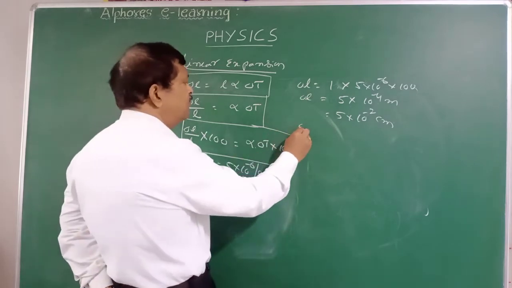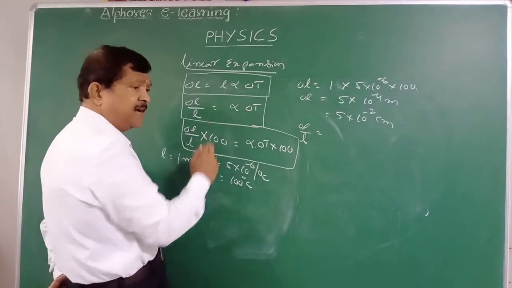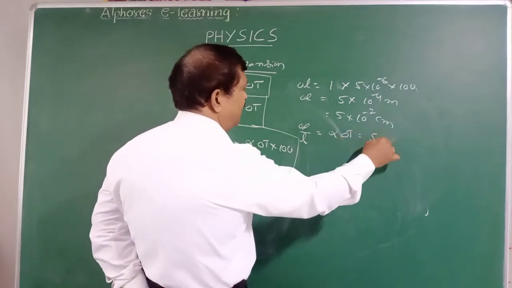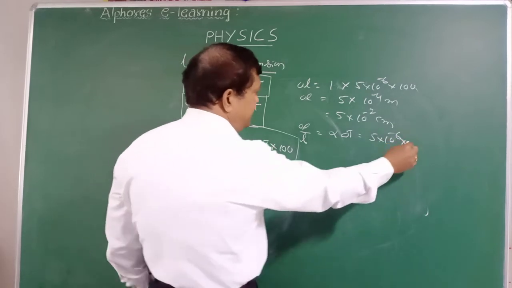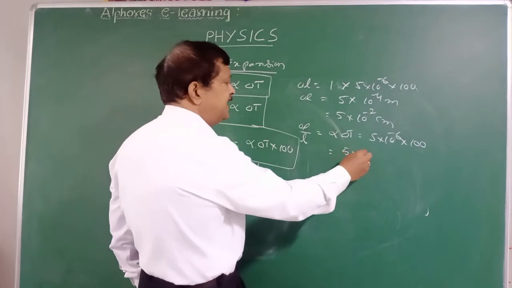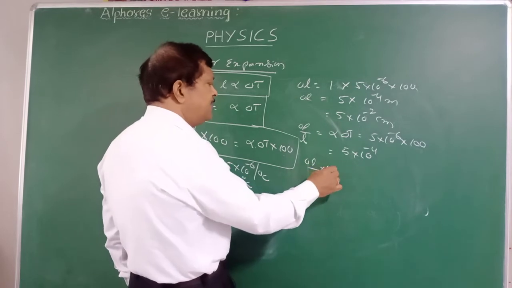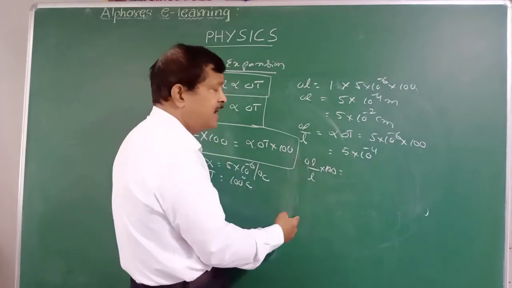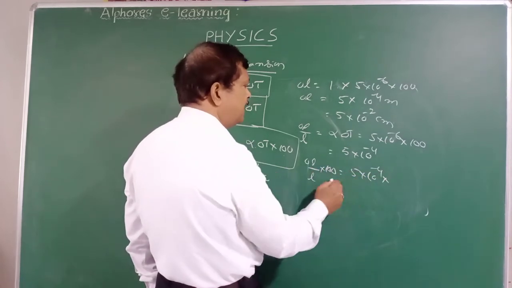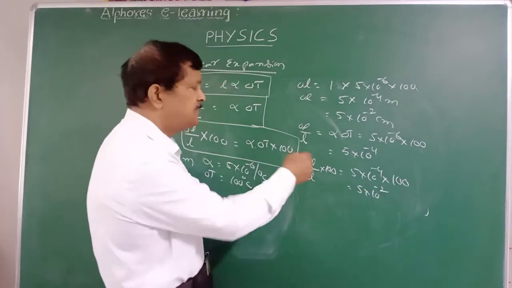Now let us move on to fractional change, delta L by L. What is the fractional change? Alpha delta T. Alpha is 5 into 10 power minus 6 and change in temperature is 100. And we can say the relative or fractional change is 5 into 10 power minus 4. And the percentage change, delta L by L into 100: multiplying 5 into 10 power minus 4 with 100, it is 5 into 10 power minus 2. That is the percentage change.